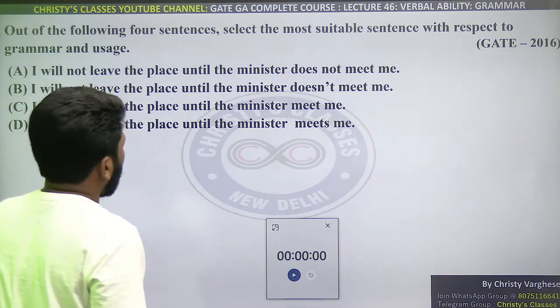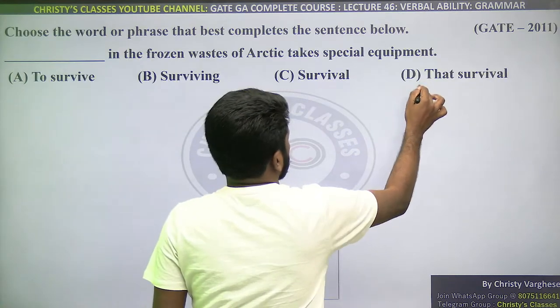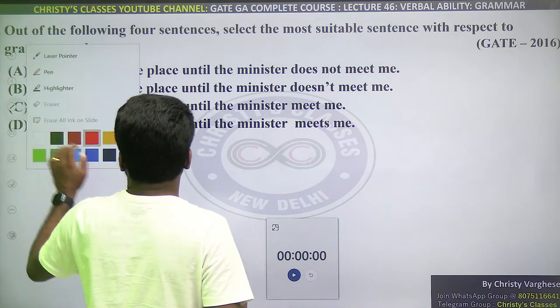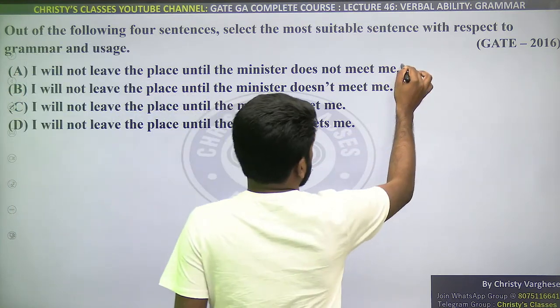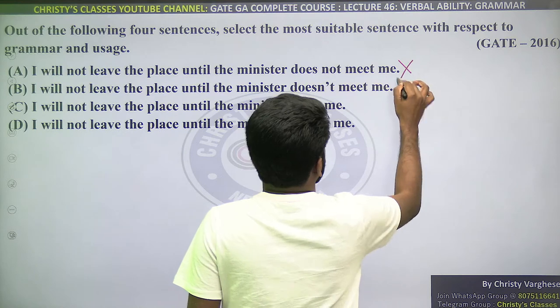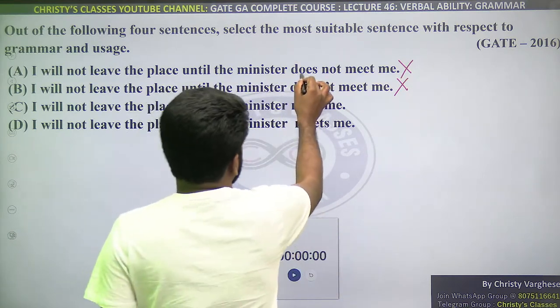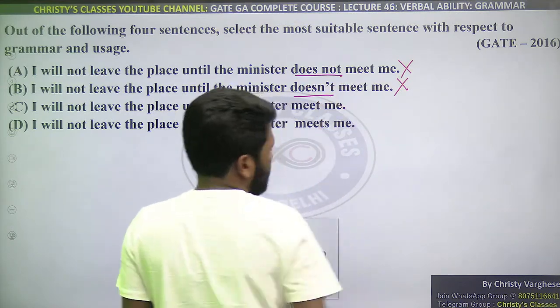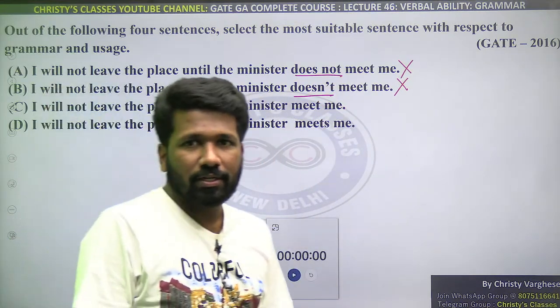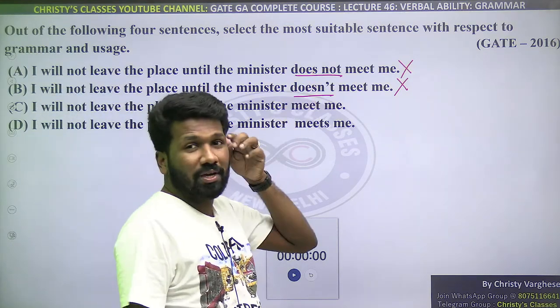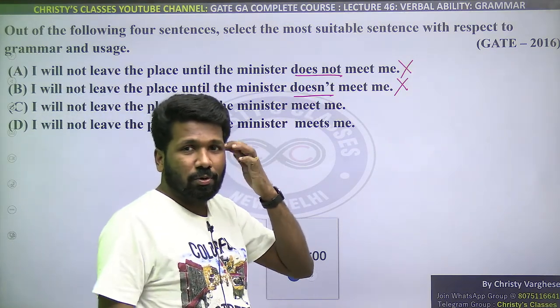If you look at it, options A and B are the same. So they cannot be the answer, because if one is the answer, the other is also the answer. They are related. If this is correct, this is also correct. That is not possible, because only one option can be correct. Does not and doesn't are the same; doesn't is just a short form of does not. So that is not a different answer. If this is correct, this also should be correct, and vice versa. That is why both are wrong.